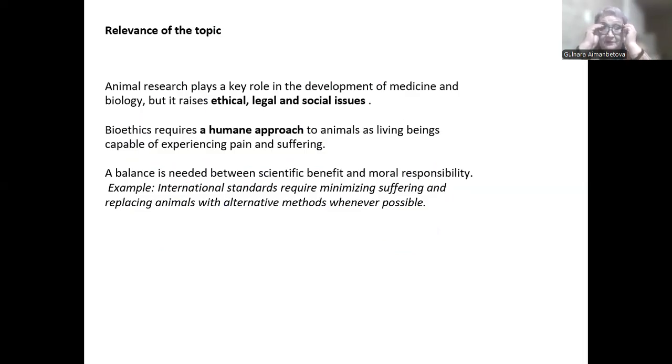Relevance of the topic. Animal research plays a key role in the development of medicine and biology, but it raises ethical, legal, and social issues. Bioethics requires a humane approach to animals as living beings capable of experiencing pain and suffering. A balance is needed between scientific benefit and moral responsibility. For example, international standards require minimized suffering and replacing animals with alternative methods wherever possible.